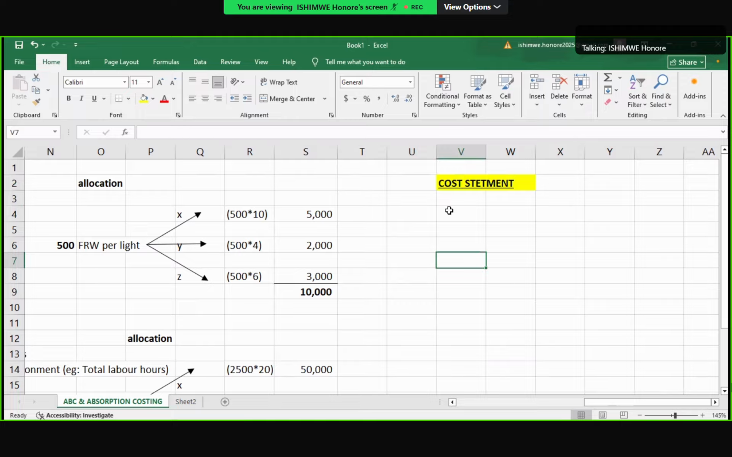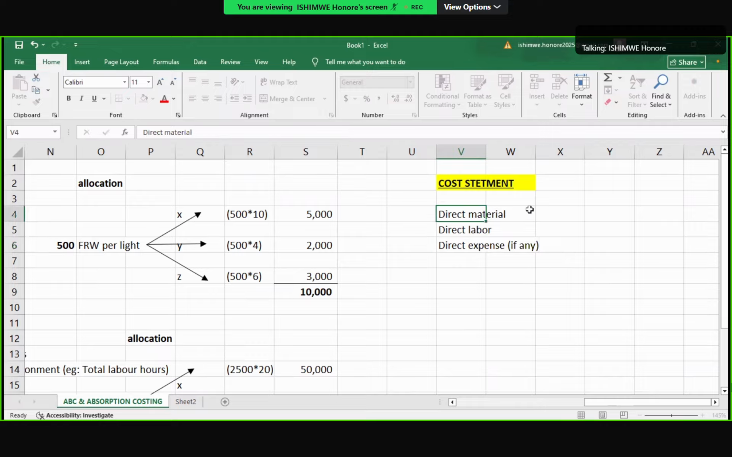A cost statement, how do you produce the cost of a product? Whenever they ask you to determine the cost of a product, this is what you should think in your mind. We put here direct material. We go to direct labor, then we put direct expense, if any, if they are there in the question. Then you put here your figures. Then what we'll be having here will be total direct cost, or let me say direct cost.